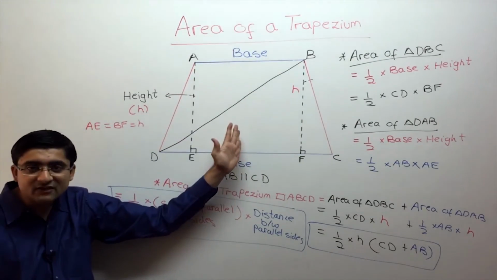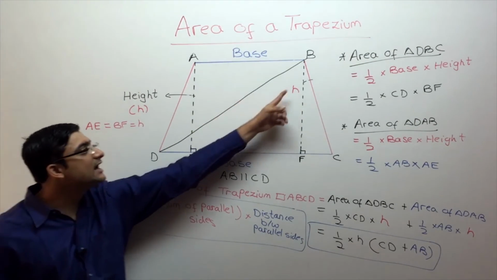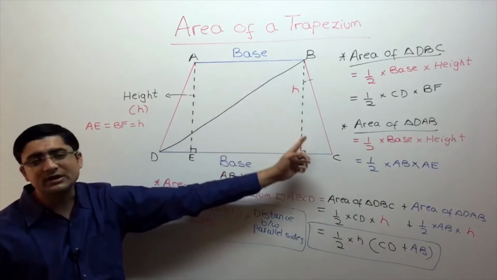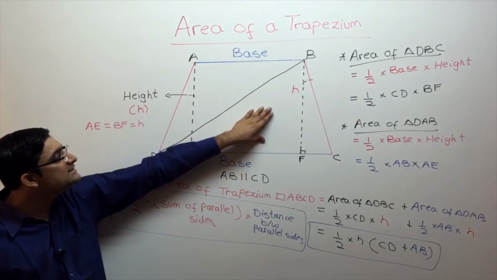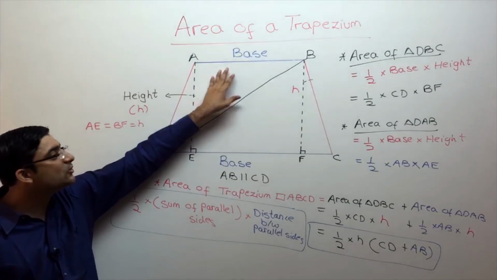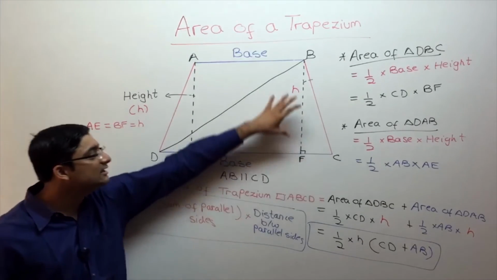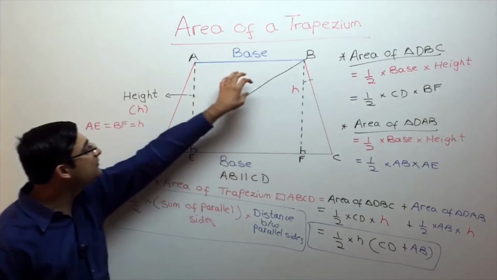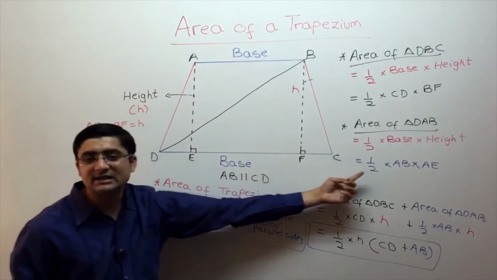How do we derive the area of a trapezium? See, we divide the trapezium into two triangles. How do I get that? Join BD or you can join AC. So when I join BD, I got two triangles, triangle DBC and triangle DAB. What is area of a triangle? Half base into height. So what is area of triangle DBC? Half into base, that is CD, into height, BF. Area of triangle DAB, half into base, that is AB, into height, that is AE.